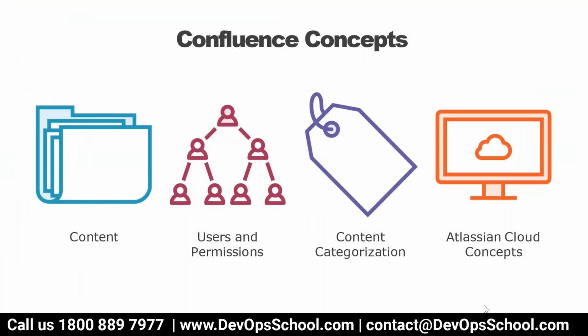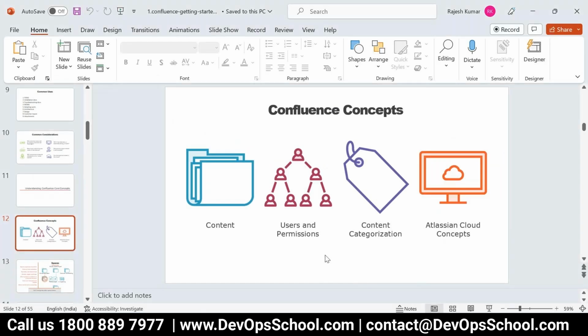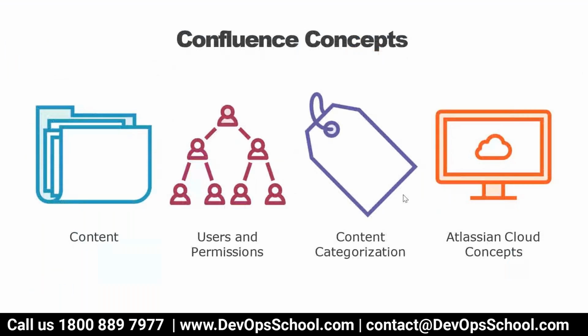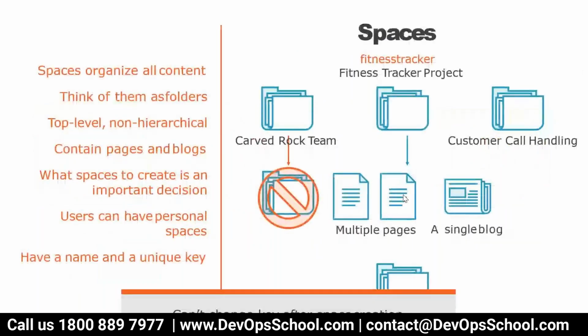So one is content, which we need to understand. Content is like a post or something. Another one is users and permissions. Third, how do we categorize and stuff like that. So let's get started with it. How do we organize the content? So here in Confluence, we organize the content using space.